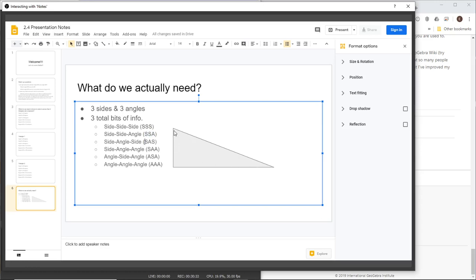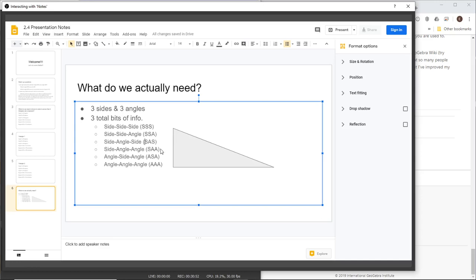If you have side-angle-side, that means you have a side, an angle, and then another side. You have to go consecutively around your triangle. So side, angle, another side. You're going around your triangle either clockwise or counterclockwise, whichever you prefer, but make sure that you're going in sequence around your triangle.